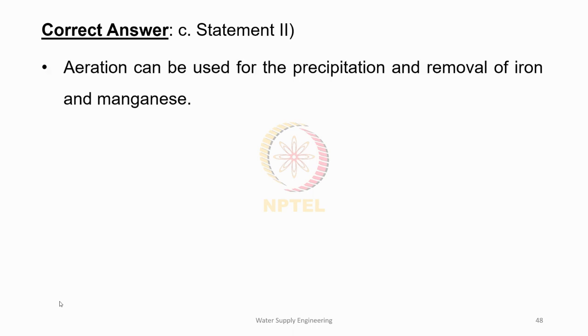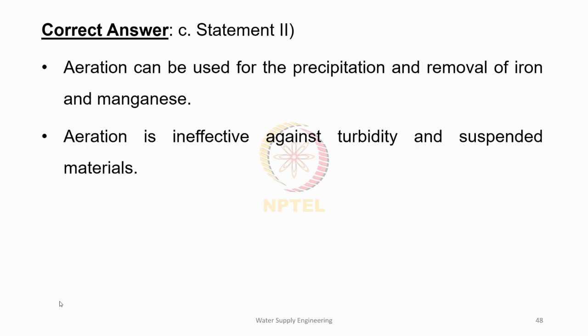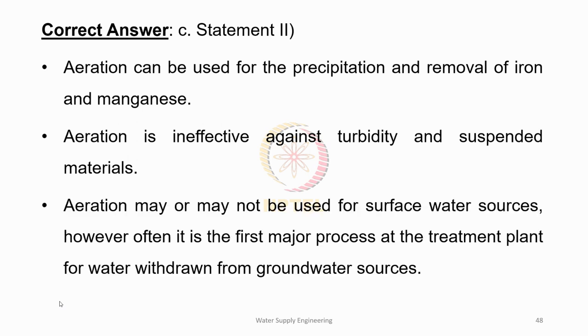So, aeration can be used for precipitation and removal of iron and manganese. It's ineffective for turbidity or suspended materials, and it may or may not be used for surface water sources. However, at the treatment plant, it is the first major process for water withdrawn from groundwater sources.